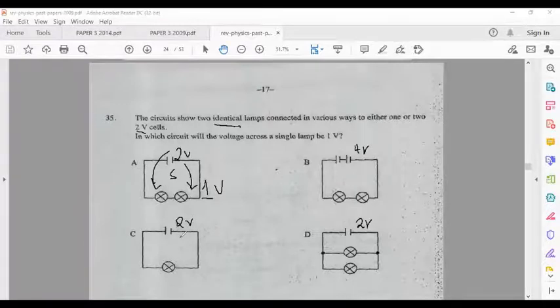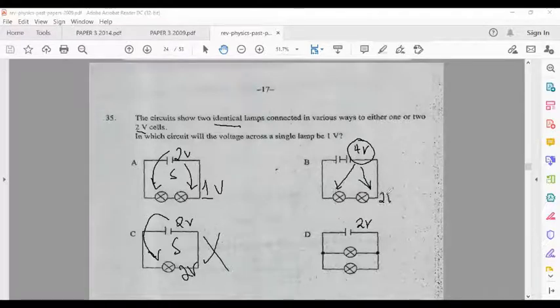So let's check the other ones. This one, there's only one. This is in series as well. And there's only one lamp in this circuit. So it will get the total voltage, 2 volts. So C is not our answer. Here, we have a total of 4 volts to be shared among 2 lamps that are identical. So they will each get the same voltage drop across, so 2 volts and 2 volts. So B is not our answer.